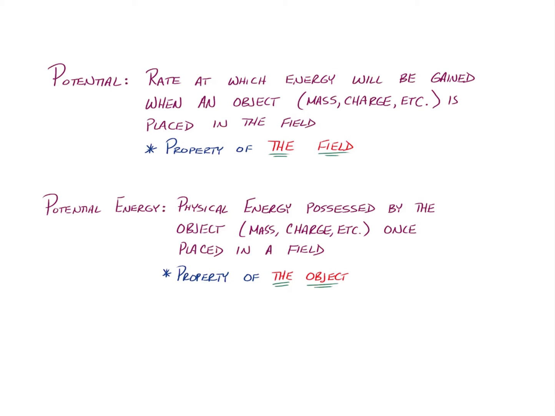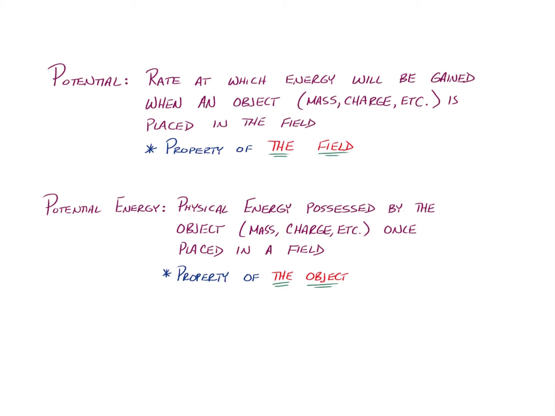So just to give you a more technical definition here, the potential is the rate at which energy will be gained when an object, a mass, a charge, etc., is placed in the field. It's very important to understand that it is a property of the field. You can remove all the objects, all the charges, all the masses, the potential is still there. Because when you place those objects back, they then will have energy based on those locations. So that potential is always there.